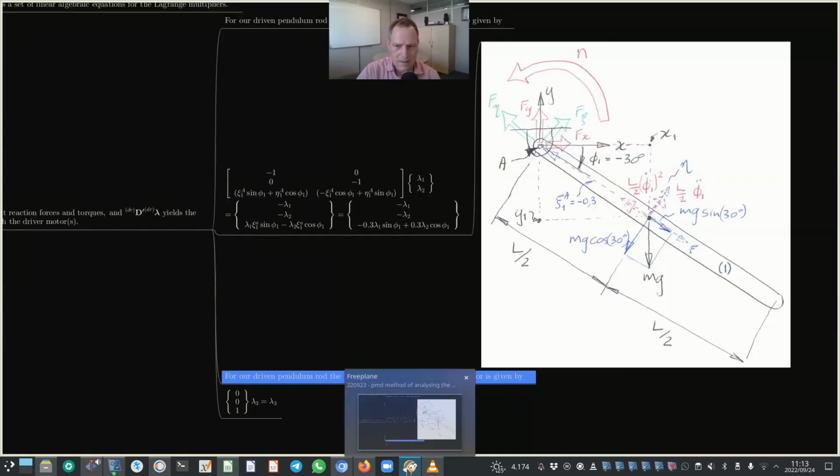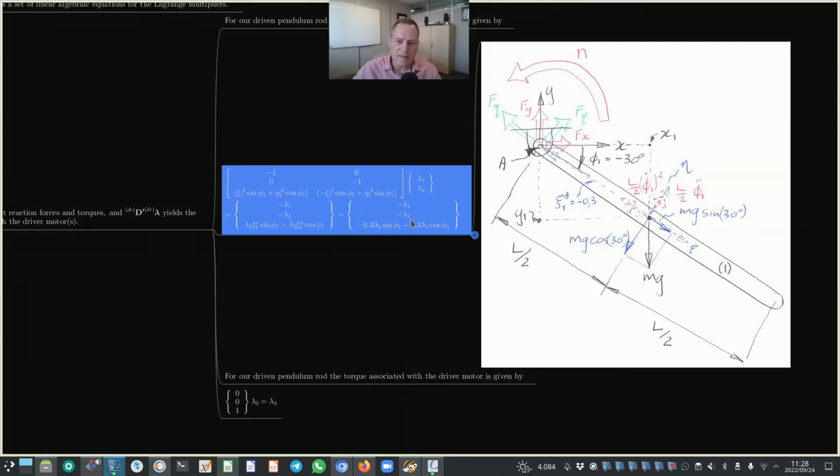Let's look at the reaction forces in a bit more detail. If we look at the reaction forces and moments associated with this revolute joint, the question is, why is there a moment or a couple? Why is there this term over here? It's easy to understand. We can see the reaction force in the x direction is indeed minus lambda 1, and the reaction force in the y direction is minus lambda 2. But why is there a moment or a couple?